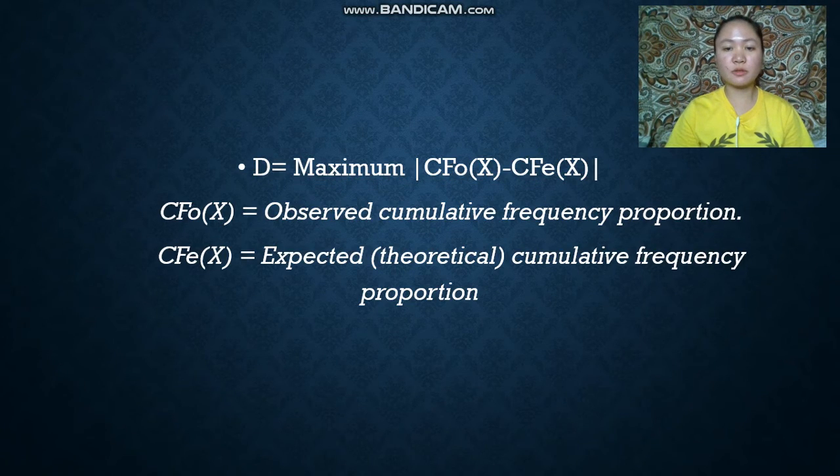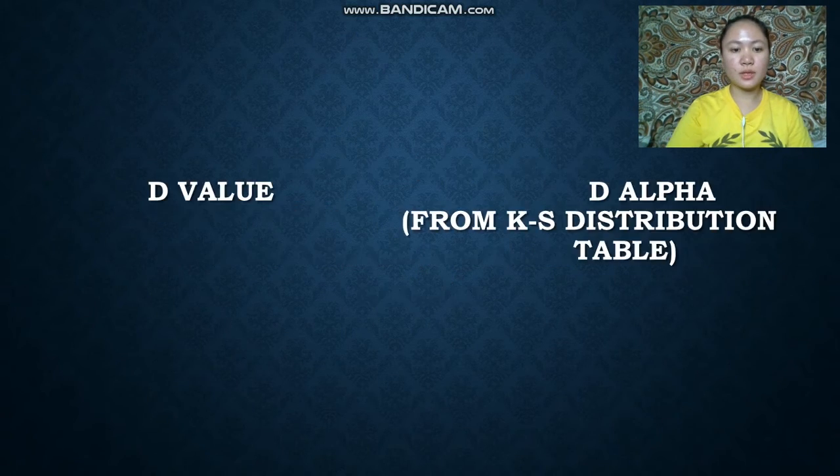The formula of the Kolmogorov-Smirnov test is D equals the maximum of CFO of X minus CFE of X, where CFO of X is the observed cumulative frequency proportion, and CFE of X is the expected theoretical cumulative frequency proportion. At the end of the computation, we need to make a decision by comparing the D value with the D critical value or D alpha, which we get from the KS distribution table. Now, we are going to proceed in Excel.